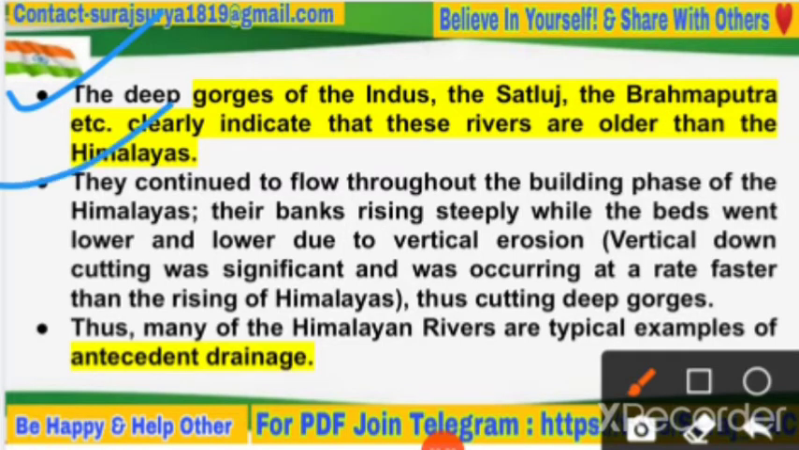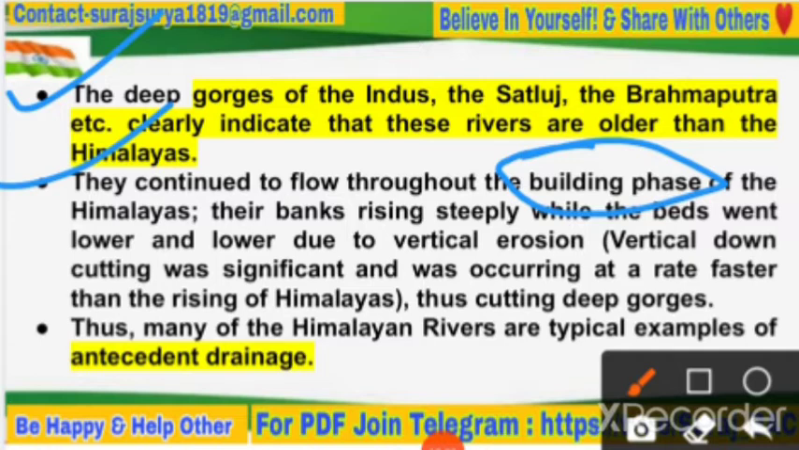They continued to flow throughout the building phase of the Himalayas. What do you mean by building phase? Everybody may have this question in mind. Building phase means when the Himalayas were forming. Their banks rose steeply. If you talk about the Himalayan rivers, their banks were rising steeply while the beds went lower and lower due to vertical erosion, because vertical erosion makes the lower bed of these rivers. The vertical down cutting was significant at that time when the vertical erosion happened.